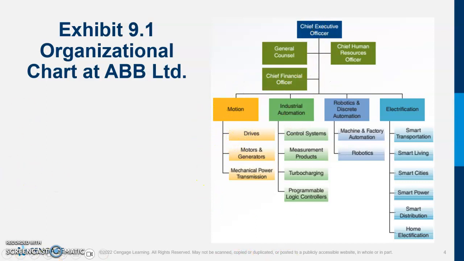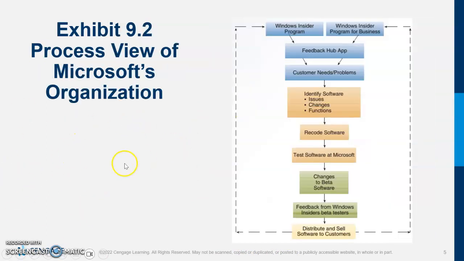All right, we also have an example of a process here, and this is just showing a process for how Microsoft creates software. So they have their inputs, they identify their software, code it, test it, and eventually sell it. And this helps them to know what process to go through every time they create software.